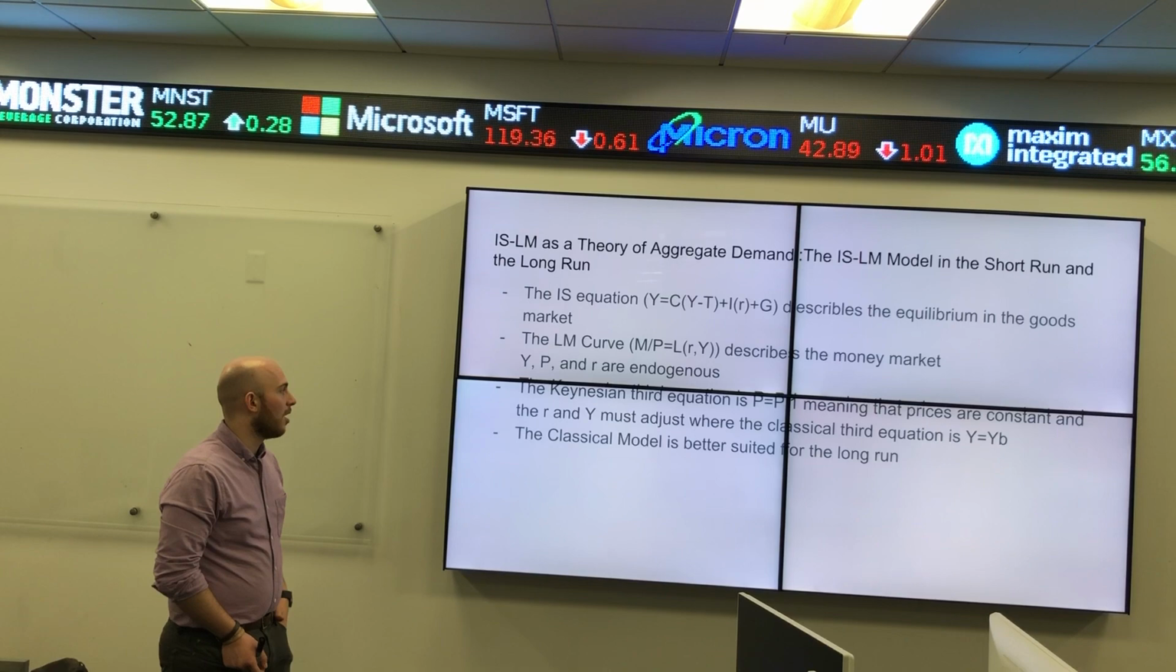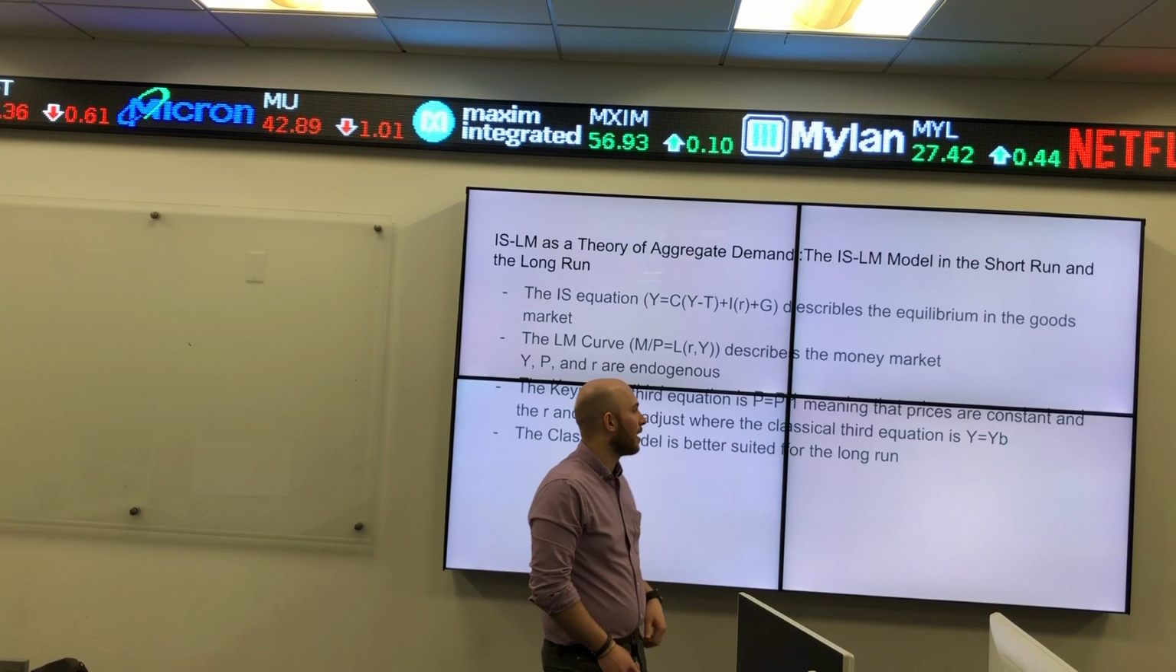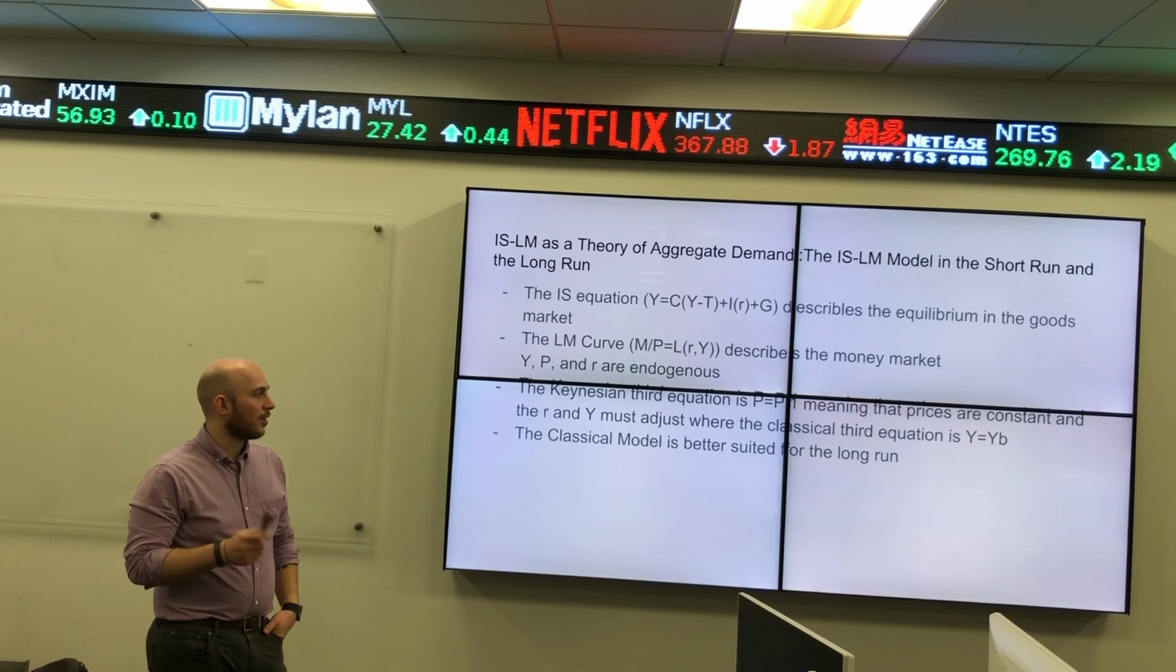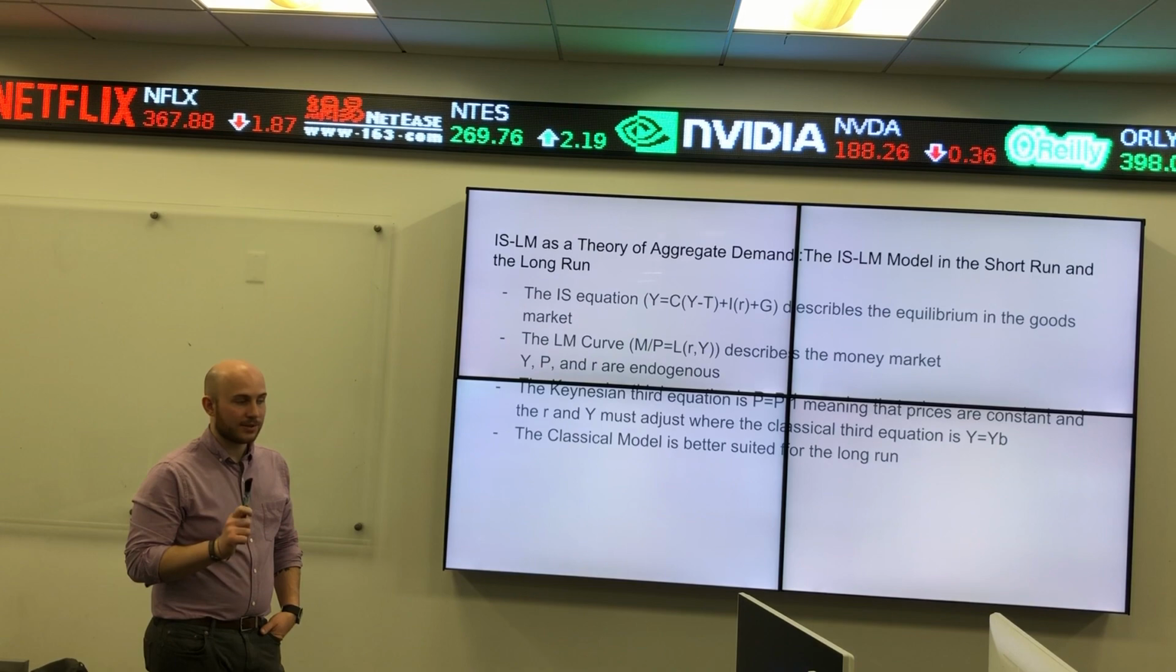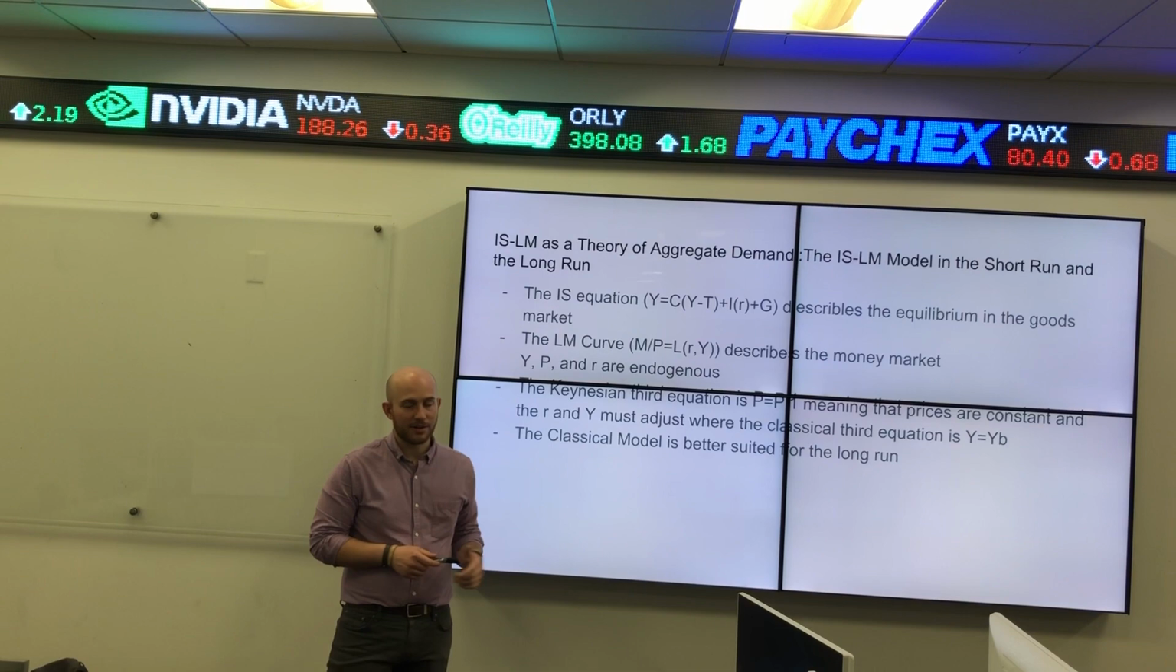The Keynesian third equation is P equals P1, meaning that prices are constant and the R and Y must adjust. Where the classicalist third equation is Y equals Y bar, meaning income stays the same. And again, the classical model is better suited for the long run.